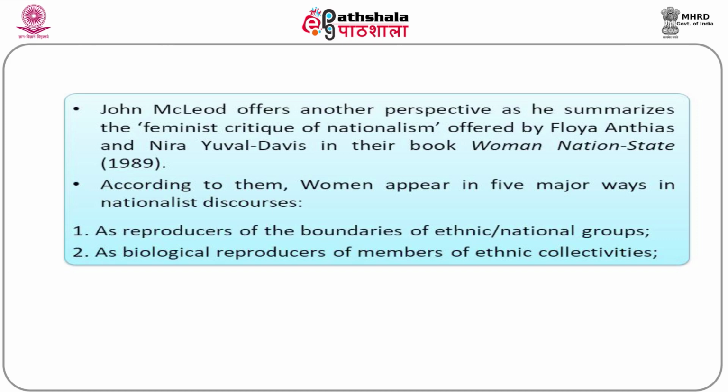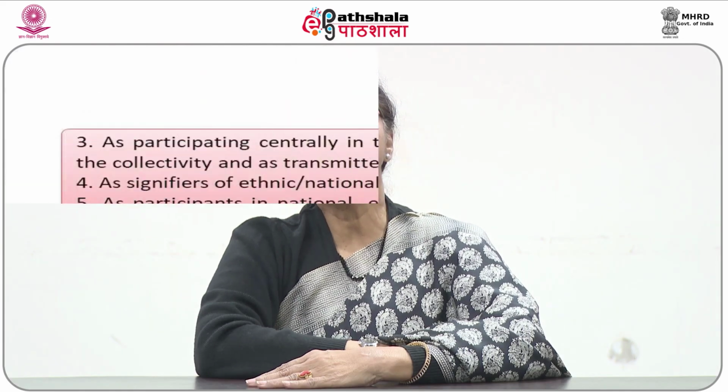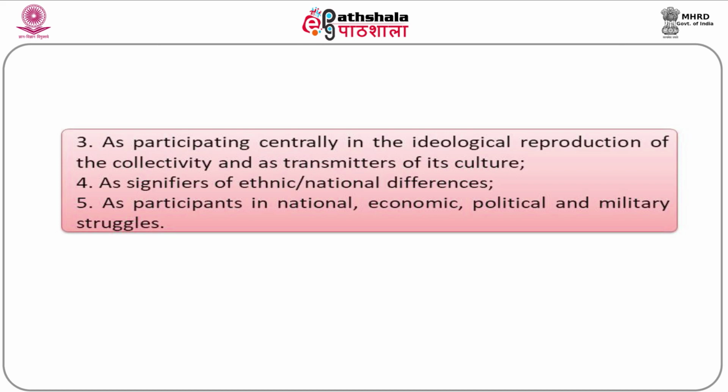John McLeod offers another perspective as he summarizes the feminist critique of nationalism offered by Floya Anthias and Nira Yuval-Davis in their book Woman, Nation, State. According to them, women appear in five major ways in nationalist discourses. One, as reproducers of the boundaries of ethnic national groups. Two, as biological reproducers of members of ethnic collectivities. Three, as participating centrally in the ideological reproduction of the collectivity and as transmitters of its culture. Four, as signifiers of ethnic national differences, and finally, as participants in national, economic, political, and military struggles.